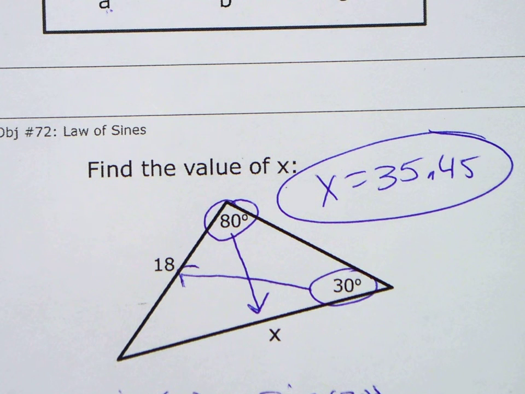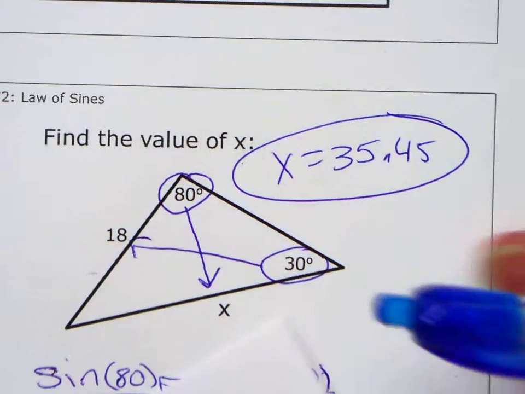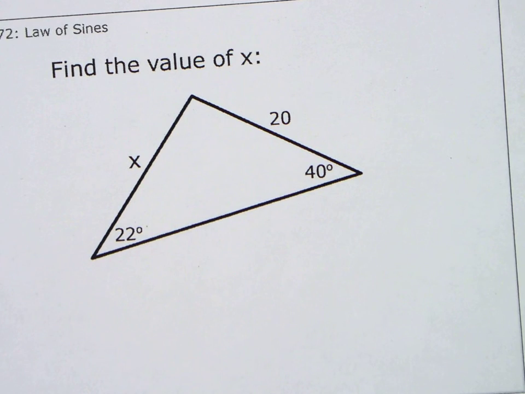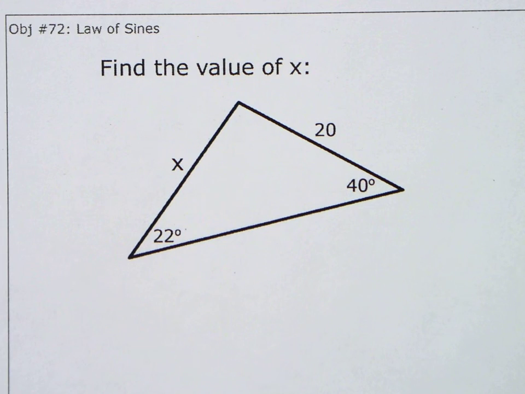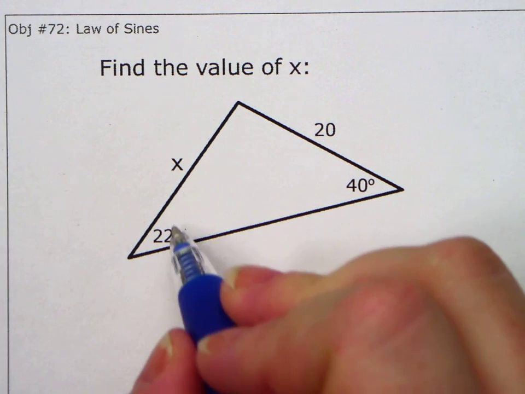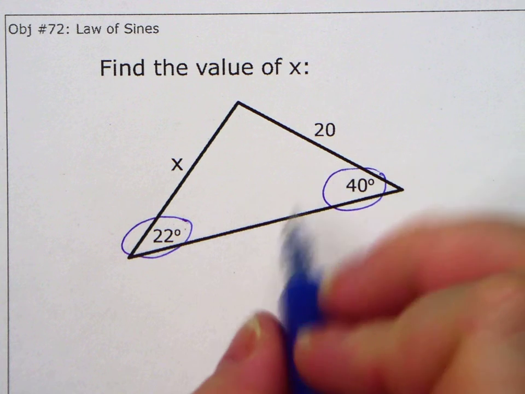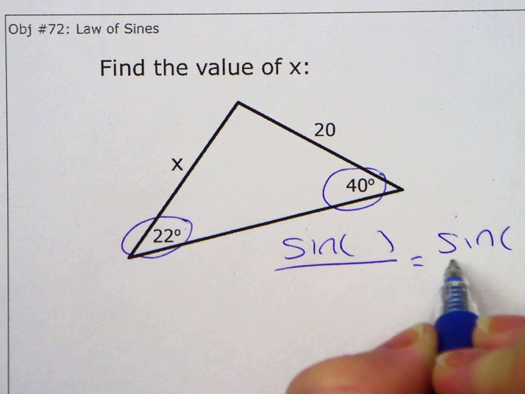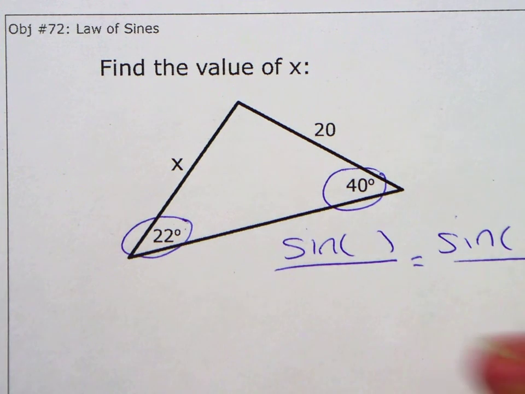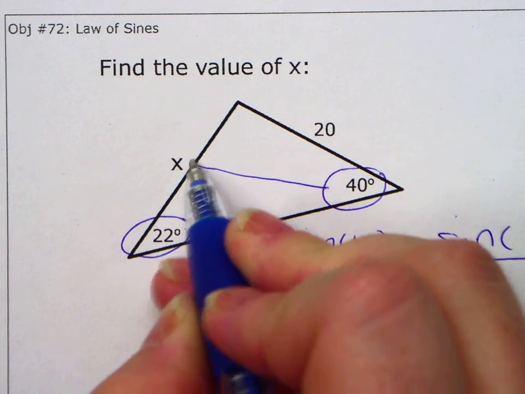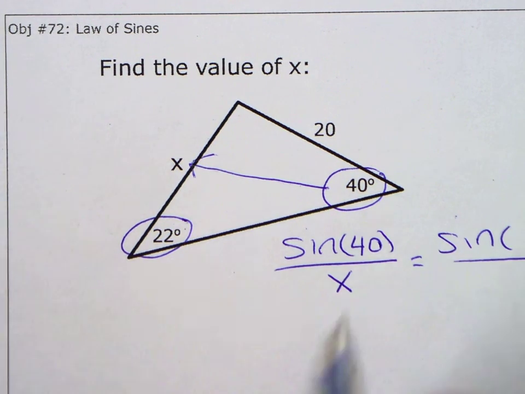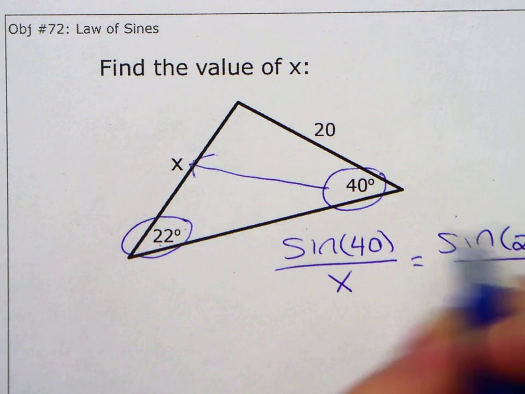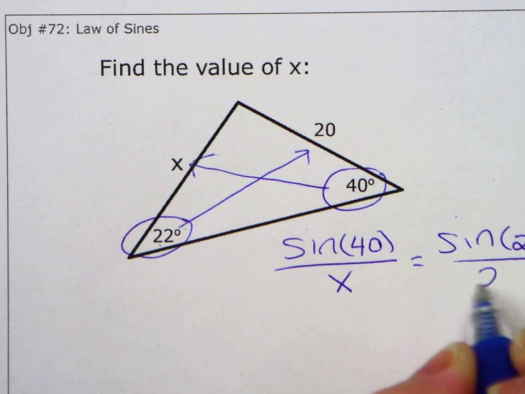All right, next one. I want you to pause this video. And before I do it, I want you to solve it on your own. It's exactly like what we just did. Or at least set it up before I show you how to set it up. All right, so we have our angles. So sine of over sine of over. Sine of, pick an angle. I'm going to pick 40. What's across from 40? X. What's the other angle? 22. What's across from it? 20.